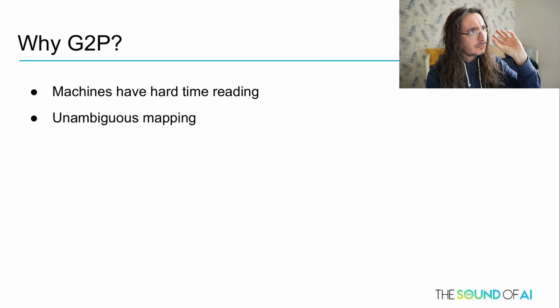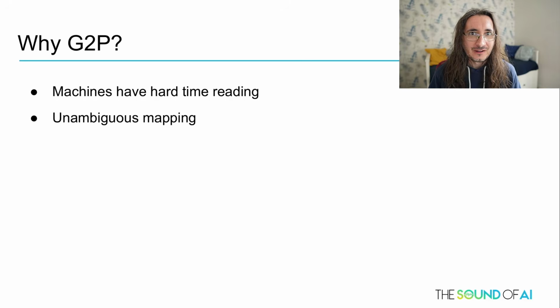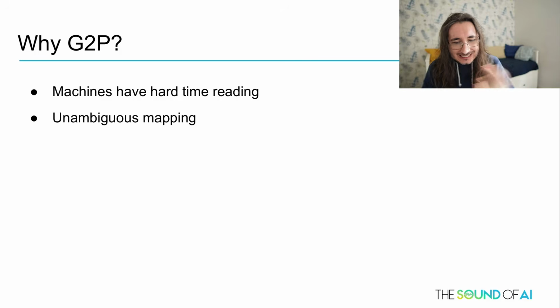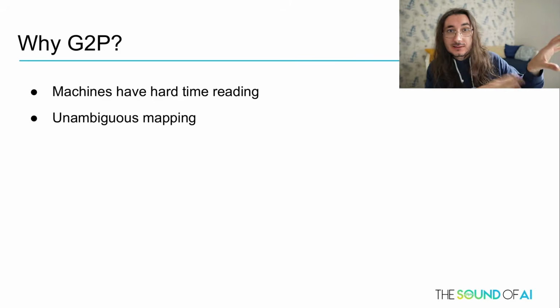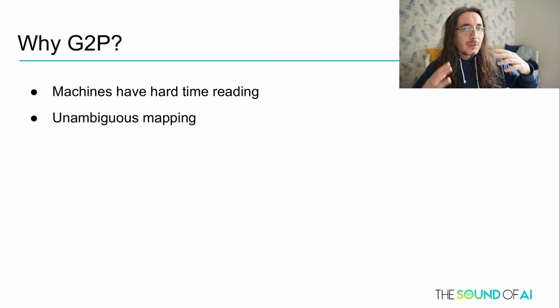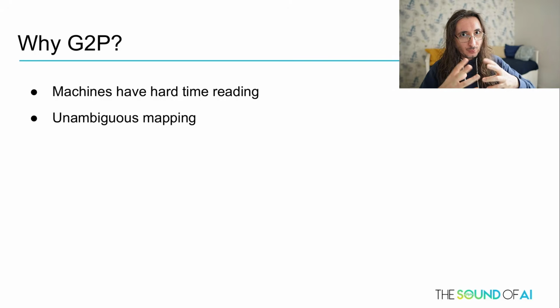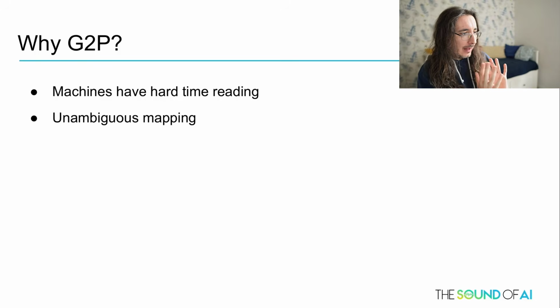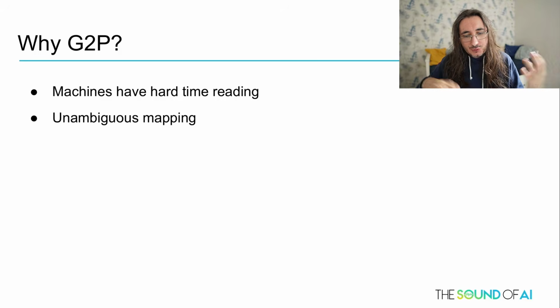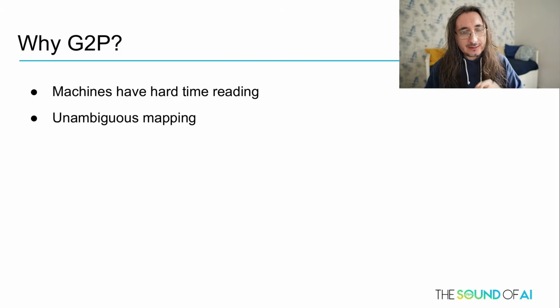Okay, so, but why G2P then? Can't we just pass text into this text-to-speech model? Well, in principle we can, as we'll see towards the end of this video, but traditionally machines have had a hard time reading text because of all of this ambiguity, and it's way better to move from the characters, the spelling that's very ambiguous, to an unambiguous mapping that's also in sound space, that is phonemes.